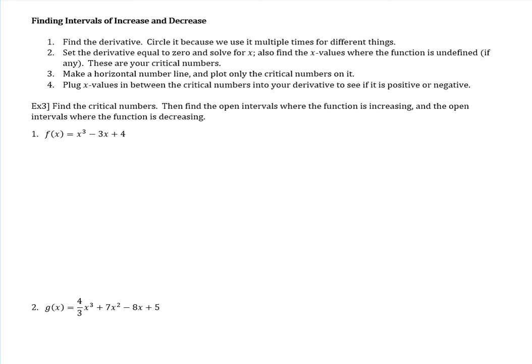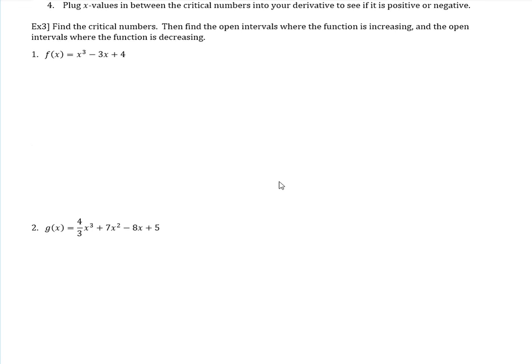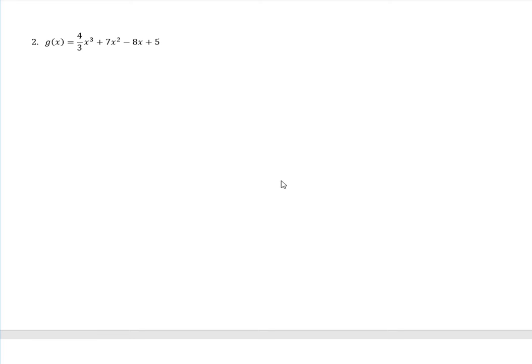Alright, well, whatever the function is, it really doesn't matter. If they want us to find the critical numbers and find the intervals where it's increasing and decreasing, it's always this four-step process no matter what. Okay, so to do it, let's break it down. So I want to find the derivative. So step one is let's get the derivative.